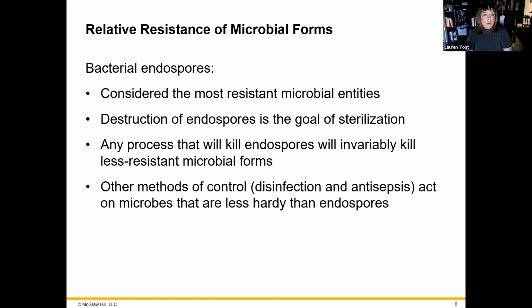The goal is to destroy them, right, completely. So that will help us remove any sign of that organism from ever returning. And usually if it's going to kill an endospore, it will kill everything else. So that's the idea. That's usually the goal of most of this treatment, is to remove endospores in general.